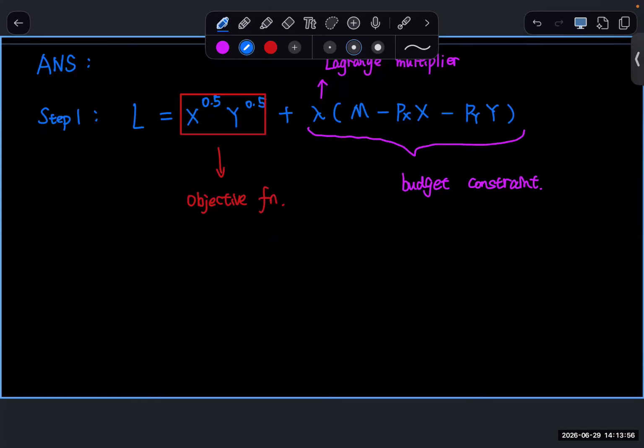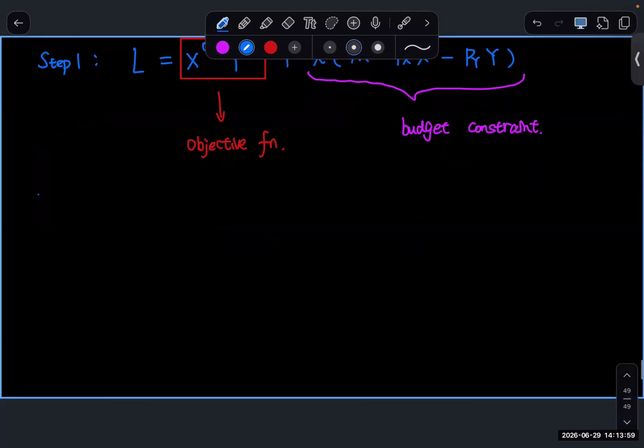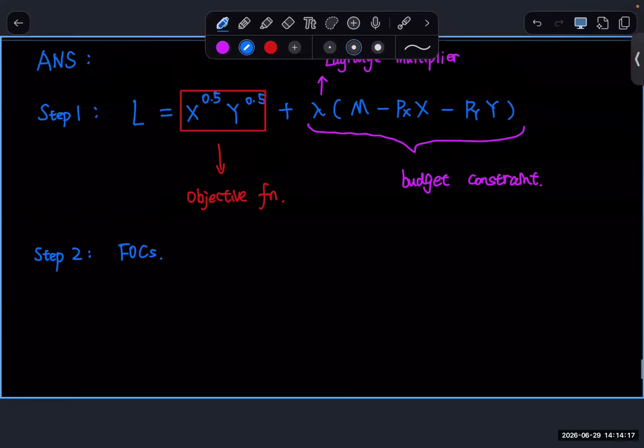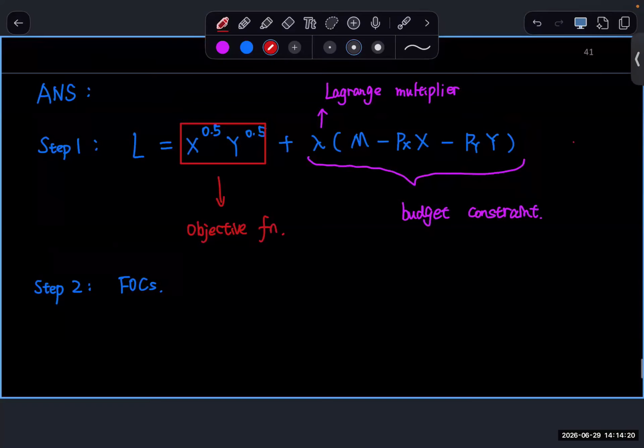Next step, first order conditions. What does it mean? We're going to find the first order condition for each variable, okay? So here we have three variables, x, y, and lambda. They are variables, okay? These are the variables that we want to find. They're unknown.